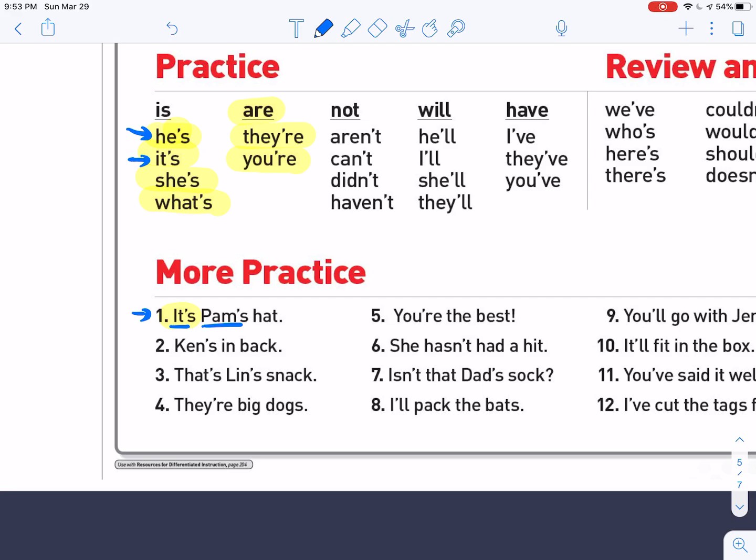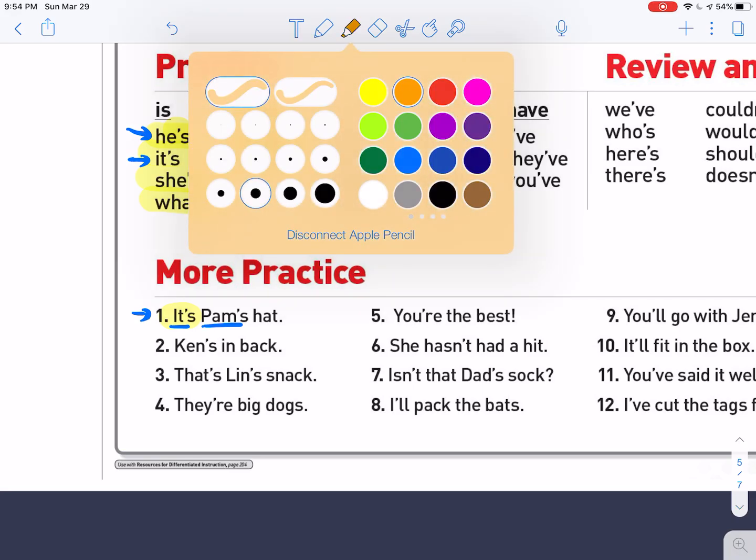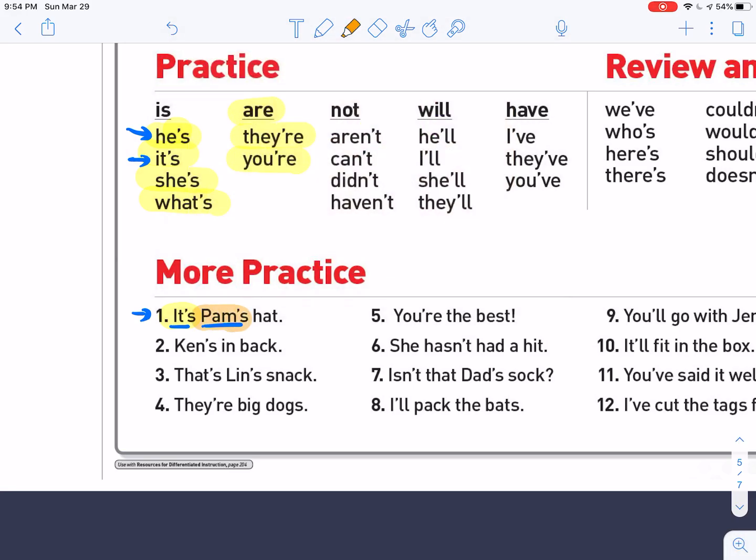Now let's look at the word Pam's. This word is followed by the word hat. Something owned by Pam. So this apostrophe signals a possessive. Let's read the rest of the sentences 2 and 3 together. And show me a thumbs up when you see a contraction. Ken's in the back.